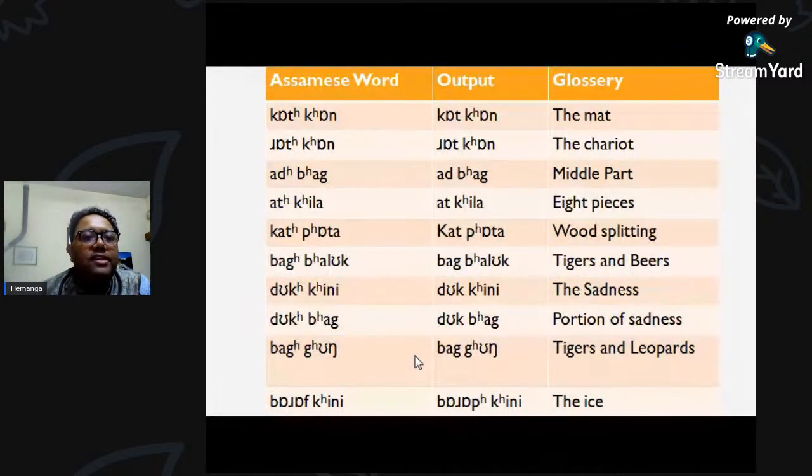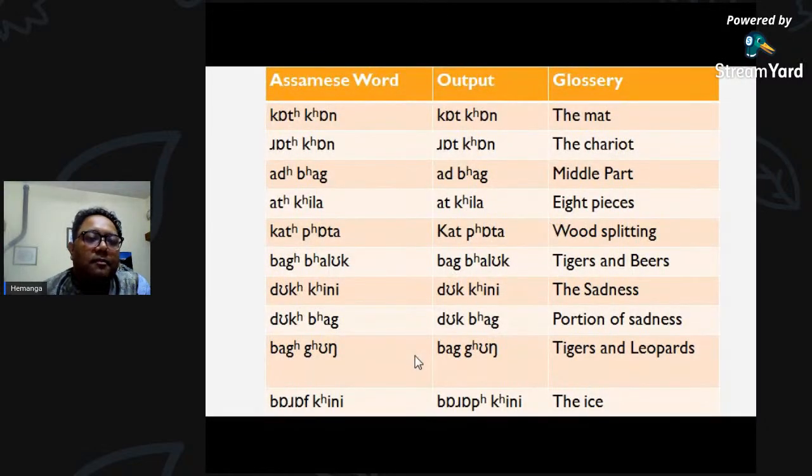So you can see the mat, got, con. If you say it in slow tempo, then got con becomes got con. But if you speak in fast tempo, what is happening? The aspiration associated with the coda undergoes change, and got con becomes got con, rot con becomes rot con, at bhag becomes at bhag, at khila becomes at khila, kat phota becomes kat phota, bak bhalu becomes bak bhalu.